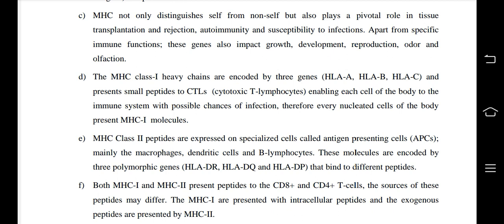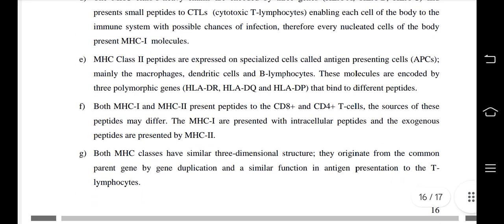The MHC class 1 molecules are encoded by three genes, HLA-A, B, and C, and present small peptides to CTLs, cytotoxic T lymphocytes, alerting the immune system to possible infection in each cell of the body. Therefore, every nucleated cell of the body presents MHC1 molecules. MHC class 2 molecule peptides are expressed on specialized cells called antigen-presenting cells, APCs, mainly macrophages, dendritic cells, and B lymphocytes. These molecules are encoded by three polymorphic genes, HLA-DR, HLA-DQ, and HLA-DP, that bind to different peptides.